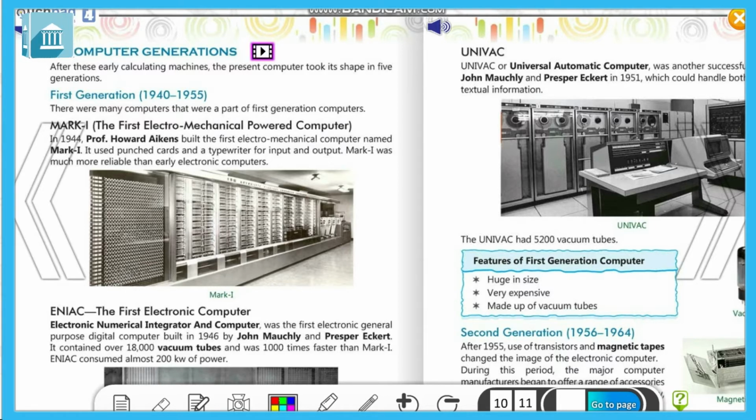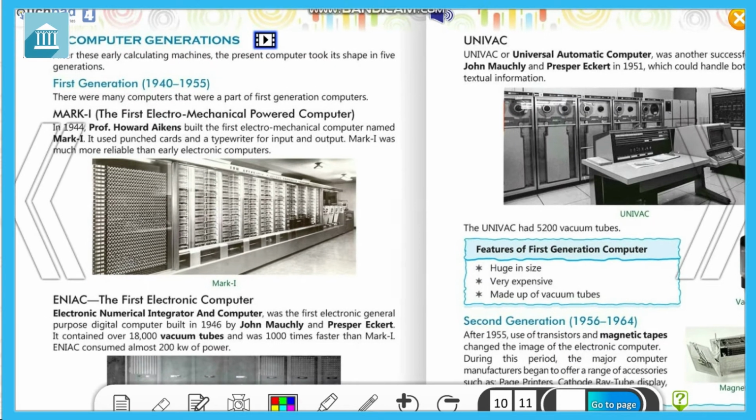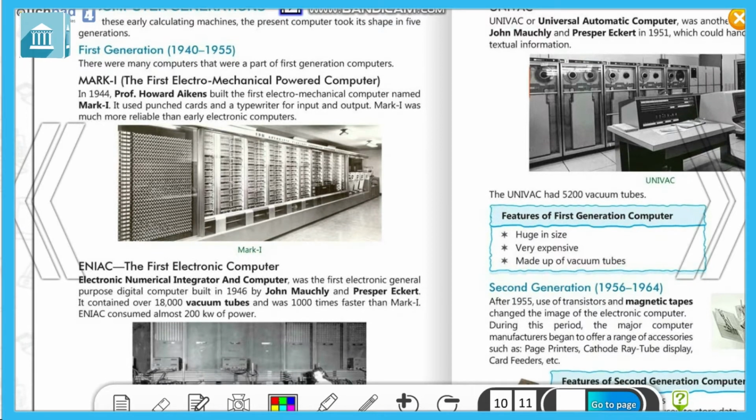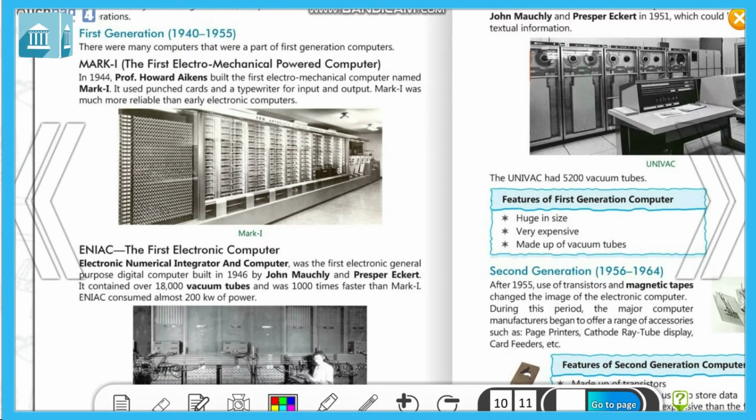Mark 1 was much more reliable, meaning trustworthy, than early electronic computers. So Mark 1 was the most reliable, we could trust it, better than early electronic computers. Then this is a picture, you can see how big it is. It is a picture of Mark 1.